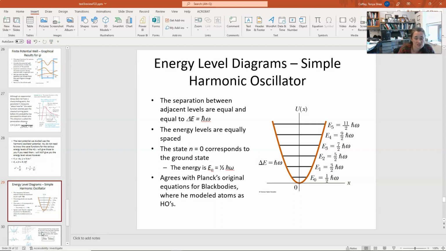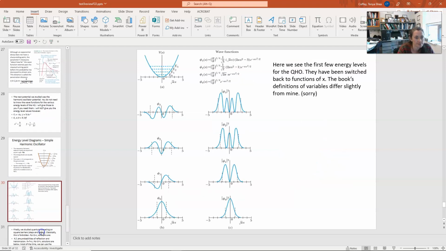For the other potentials that we solved for, they're not. So that's a different idea there. If you look at what the wave functions for the quantum harmonic oscillator look like, you can still do the hump counting thing. This is your ground state with 1 hump. This is 2 humps. This is 3 humps, and so on and so forth.